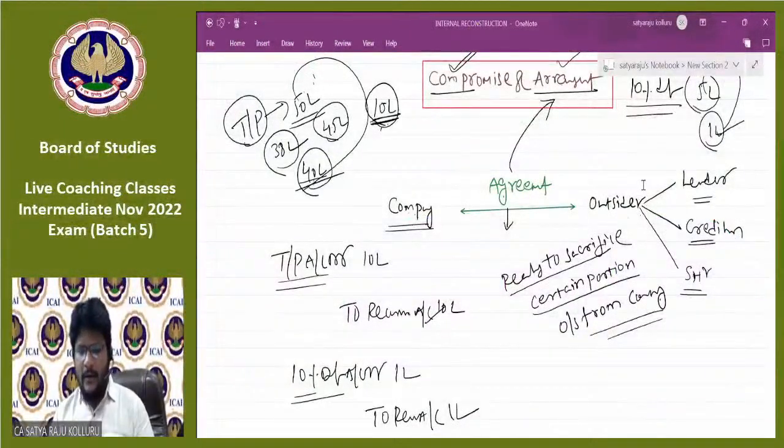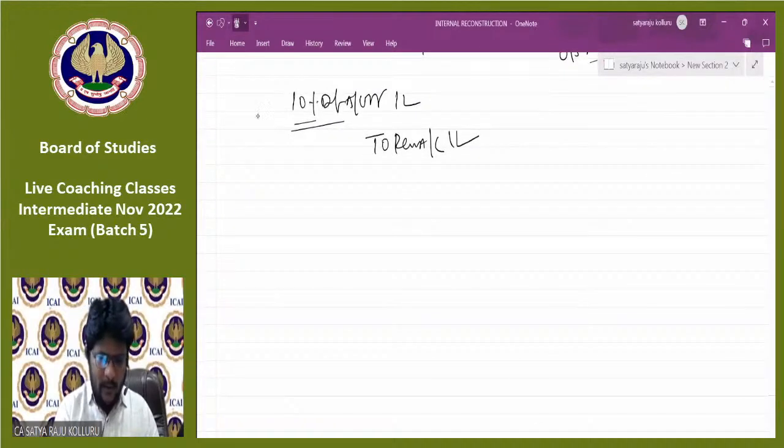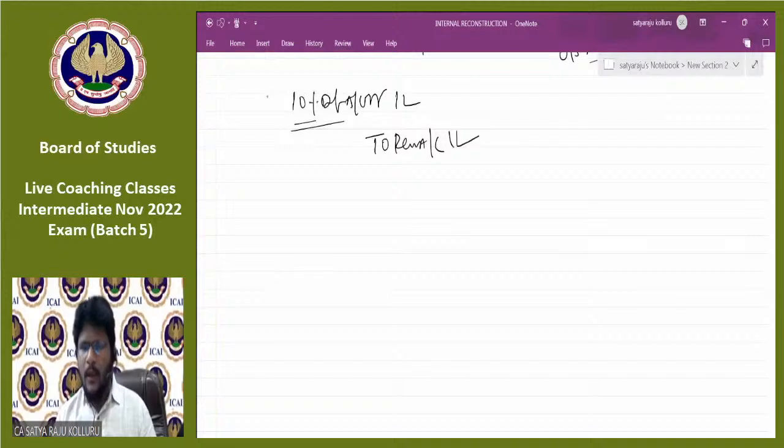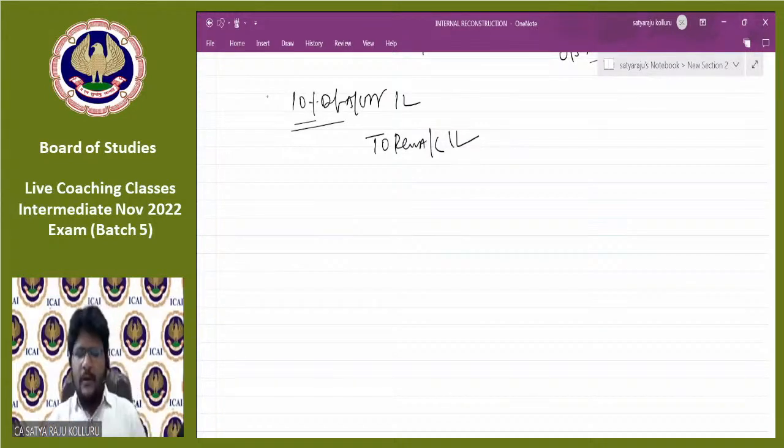Guys, welcome back. We are in the concept of compromise and arrangement. Let me take up this discussion further. I'll give two more examples for better understanding of the concept of compromise and arrangement. And believe me, 80% of the problem covers things related to compromise and arrangement only.